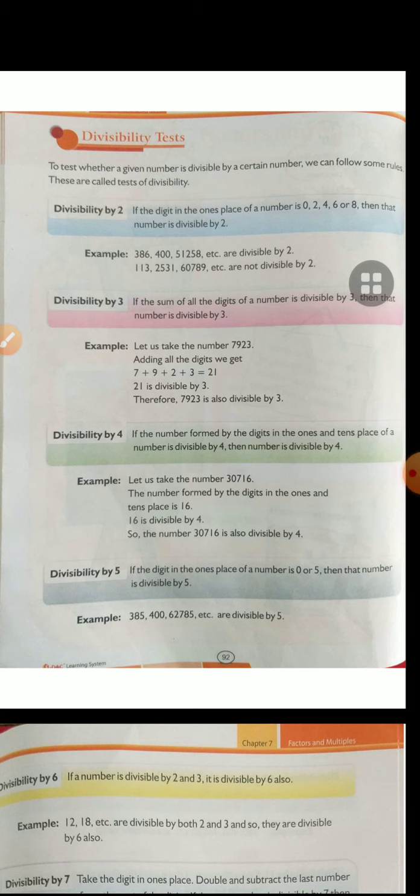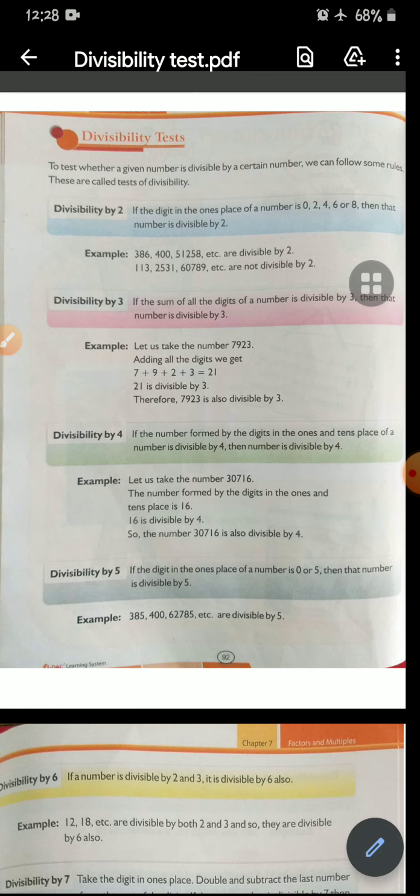Dear students, today in this video we are going to learn about a few divisibility tests. When we are given a number and we have to find whether it is divisible by a certain number, we have to follow some rules. These rules are called divisibility tests. So first we will learn about the divisibility by 2.